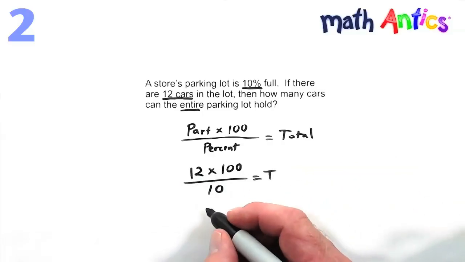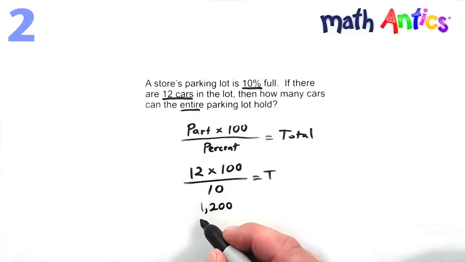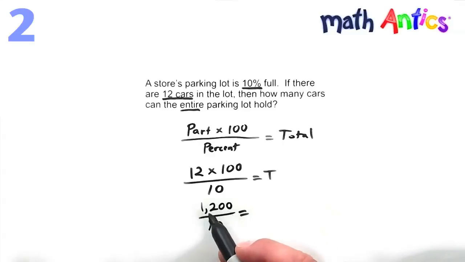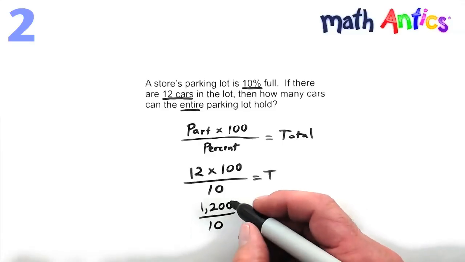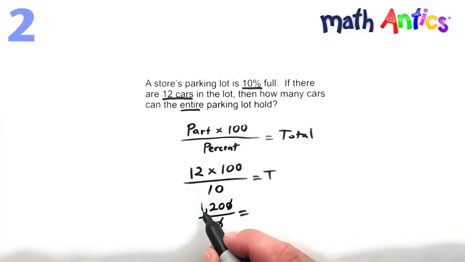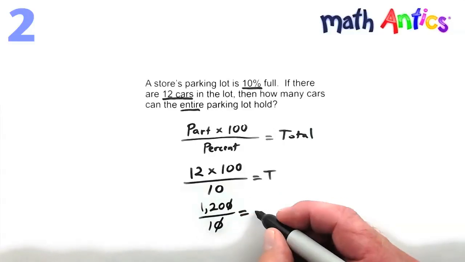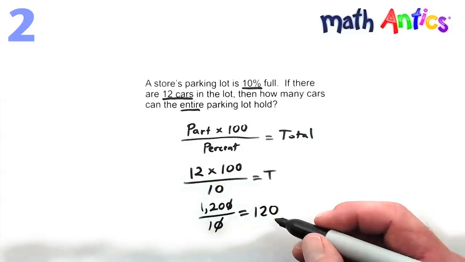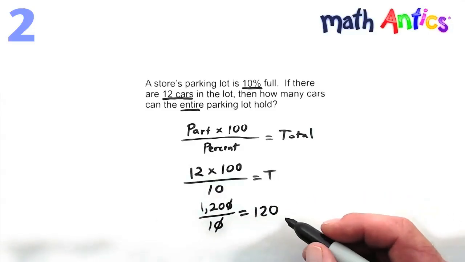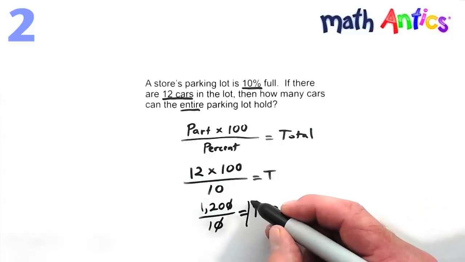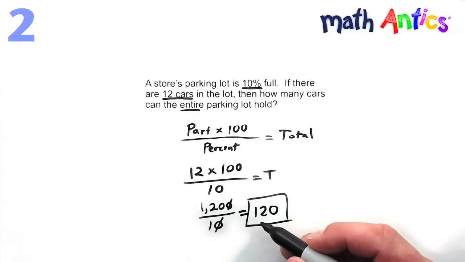So let's work that out. 12 times 100 is going to be 1,200, and then we're still going to divide that by 10 to get the total. And 1,200 divided by 10, we can do that by canceling the 10 on the top and bottom. Just take the 0 off. We have 120 over 1. That's just going to be 120. So that was an easy division to do without the calculator. And so we know that our total, the total number of cars that can fit in the whole parking lot, is 120.